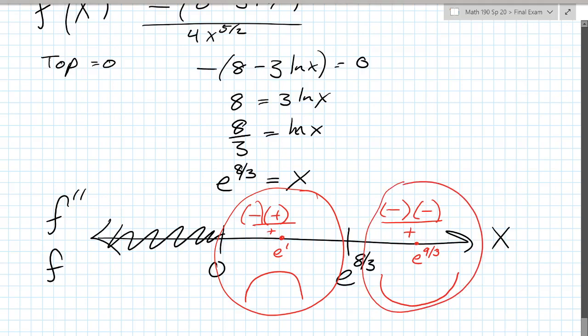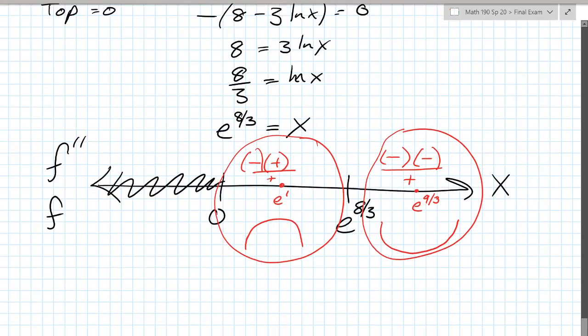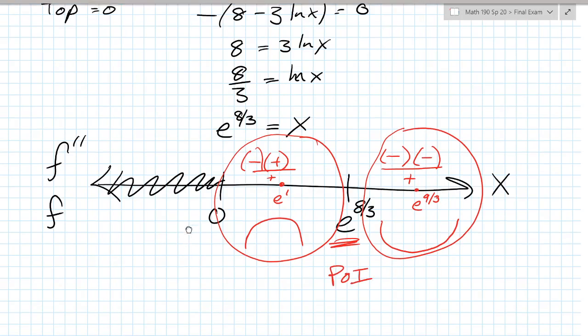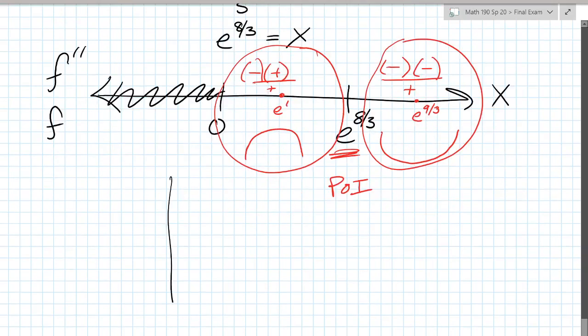Over here, we have concave up. Looks like somebody's not happy and somebody is happy here. And that means at e to the 8/3, we have a point of inflection. So to put this together with the previous graph, we have something like this. We've got e squared. We have a little bit further to the right is e to the 8/3.